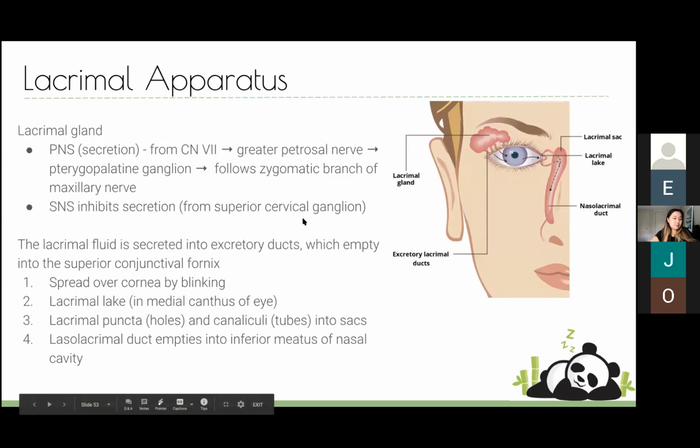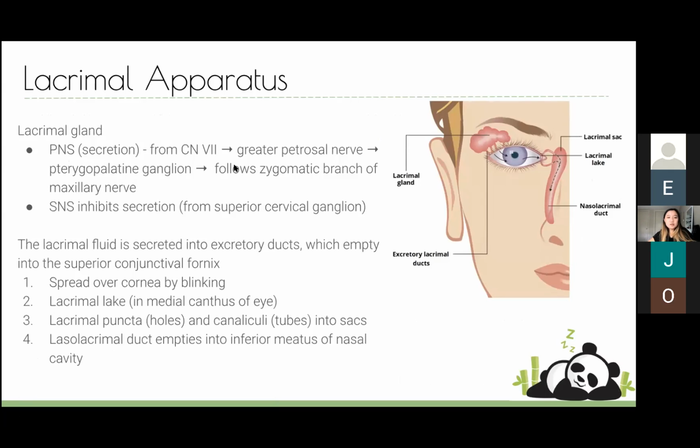This is your lacrimal apparatus. PNS comes from your facial nerve, follows the greater petrosal to the pterygopalatine ganglion, and then hitchhikes with the zygomatic branch of the maxillary nerve. SNS inhibits secretion from the superior cervical ganglion, traveling via all your blood vessels.